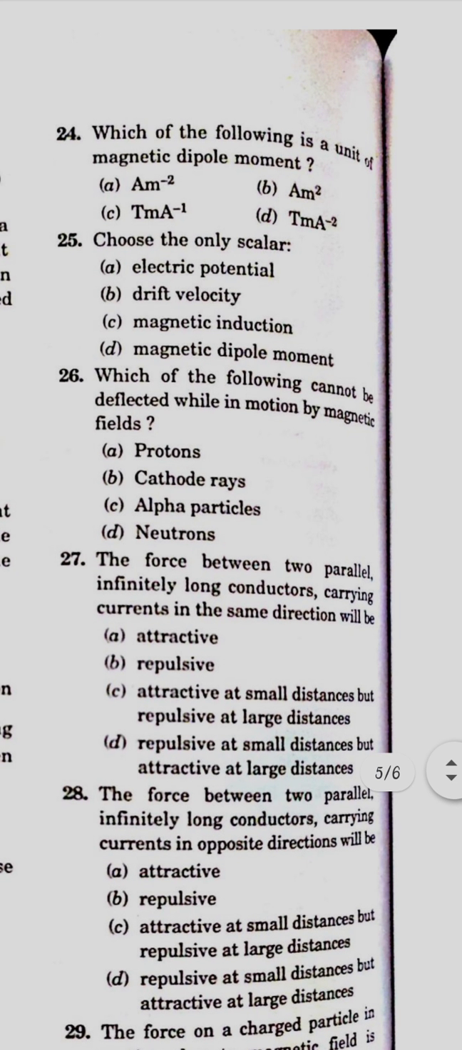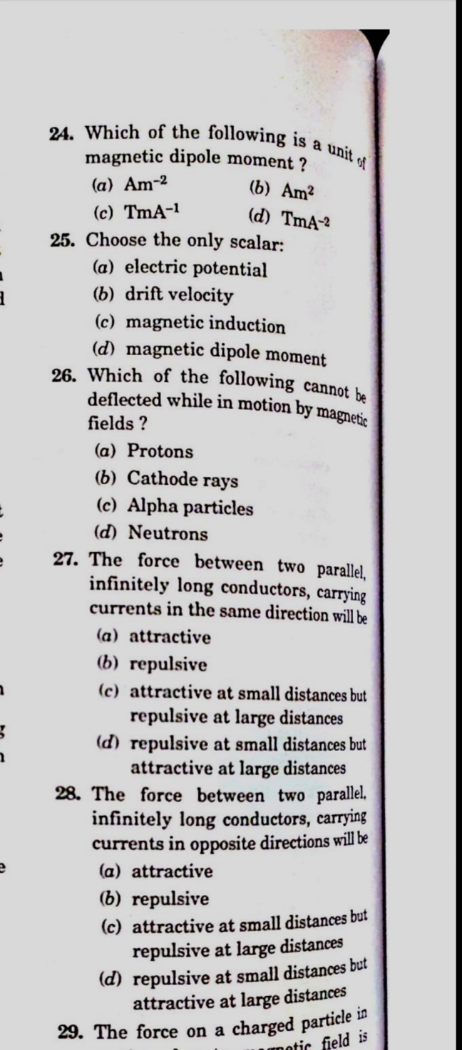And 26, see the next question: choose only the scalar quantity. Which is the scalar quantity here? Magnetic dipole moment depends on the current and the area, so it will be a vector quantity.